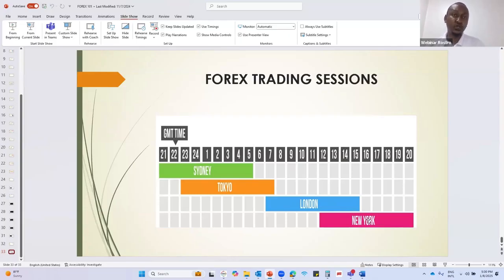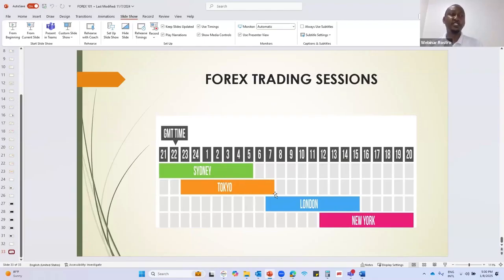So CAD is also active in the New York session. Another thing, when you want to look for trading entries, though we are going to go into deeper details on this, you want to look for trading entries when we have these overlaps. That is where we have bigger volatilities during the overlap.